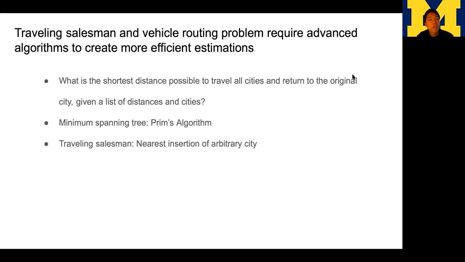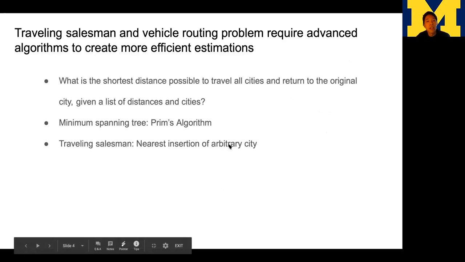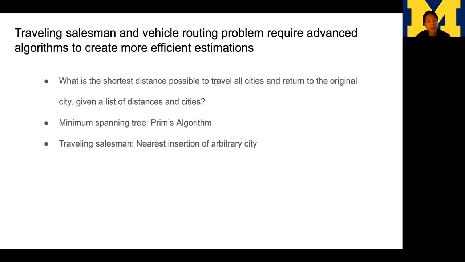So to start off, we did a little bit of research on the traveling salesman problem. The traveling salesman problem requires many advanced algorithms to create more efficient estimations, since the traveling salesman problem is not efficiently solvable. The traveling salesperson problem asks, given a list of distances and cities, what is the shortest distance possible to travel all cities and return to the original city?